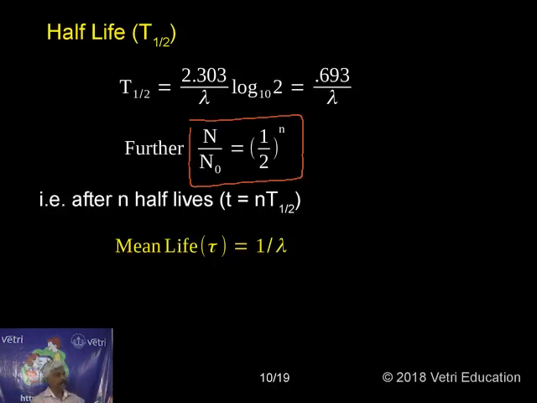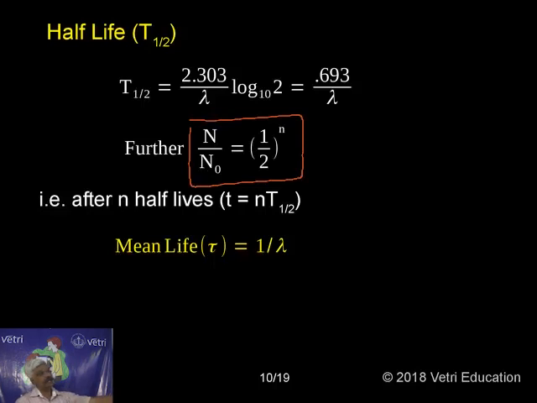We know N by N naught is equal to e power minus lambda t. If t becomes t half, that is half to the power of n. What is n? Number of half lives. After n half lives, t is equal to n into t half. That is a thing we have to understand. After n half lives, the time taken becomes n times t half.